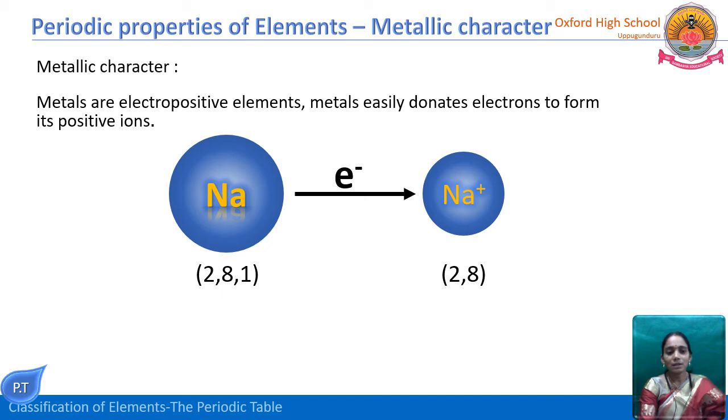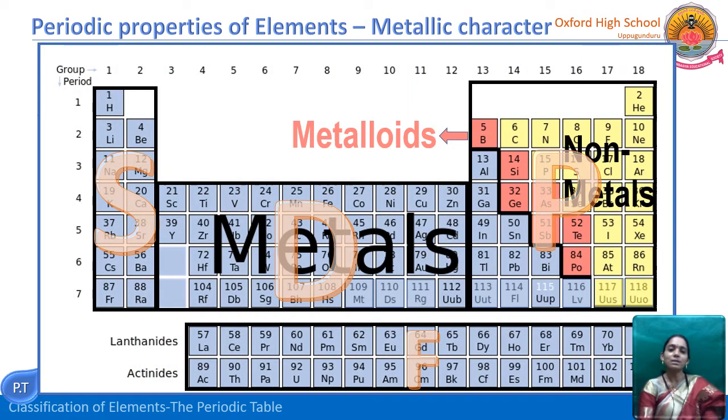Let us recollect where the metals are located in our periodic table. Maximum of our periodic table is filled with metals. See here, all the S block, D block and F block, and a few elements in the P block also are metals. Whereas non-metals are located at the complete right side and only in the P block. All the remaining are metals.